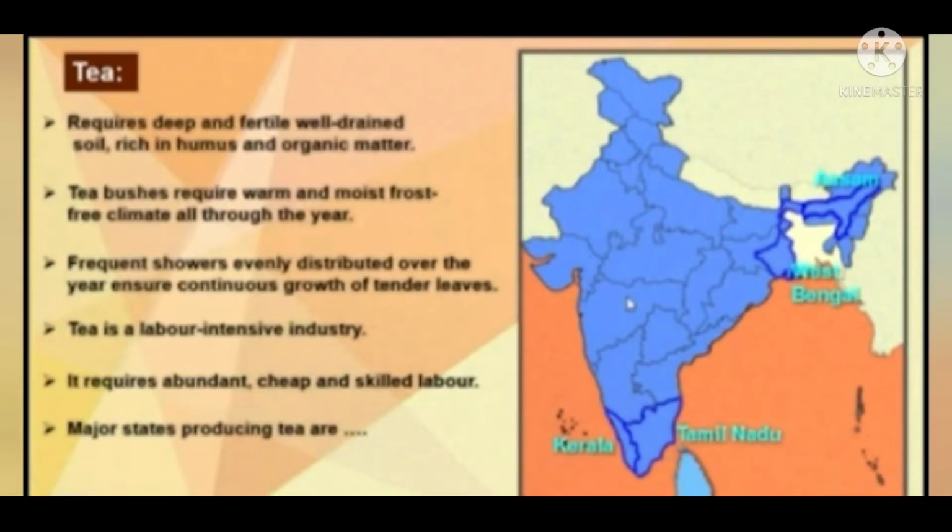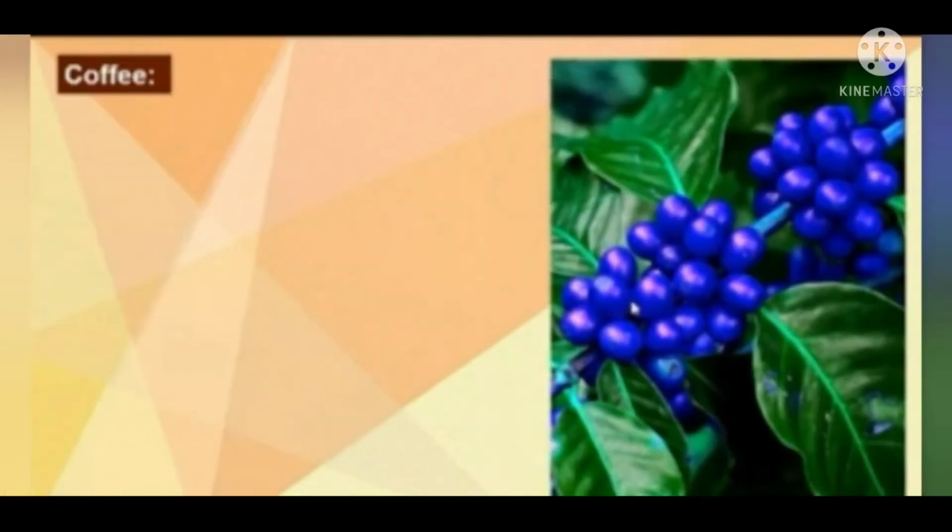And India is the second largest producer of tea in the world. First, of course, it is China. But China produces green tea. And the processing of the green tea is different from that of the black tea that India produces. And again, in Sri Lanka, the tea is different. It is brown tea. So again, the processing is different. That's all. The next crop is coffee.